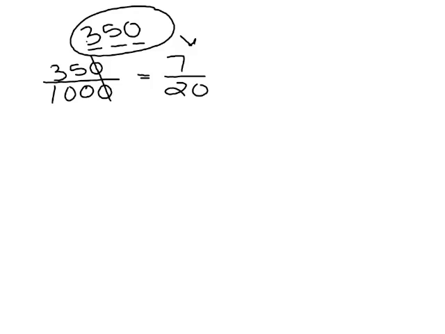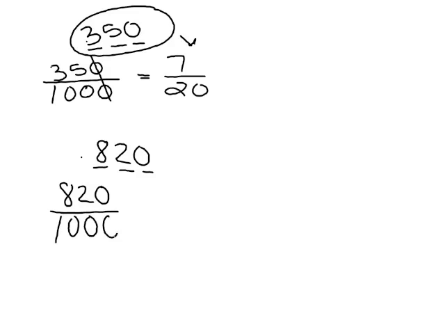Let's do a few more. What if I have 0.820 and I want to convert that to a fraction? So I have 3 places, 1, 2, 3. So I need 3 zeros. 1, 2, 3. Those disappear.